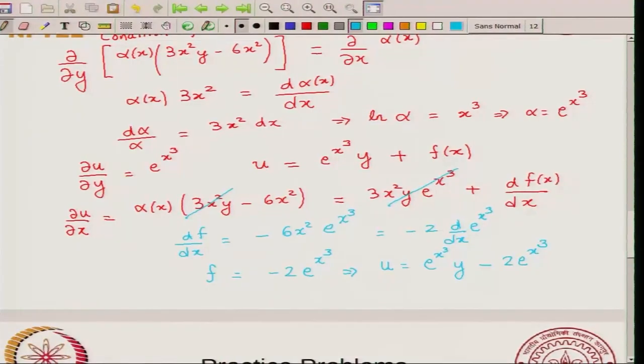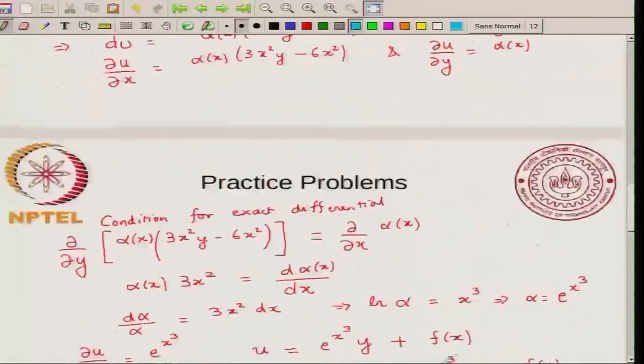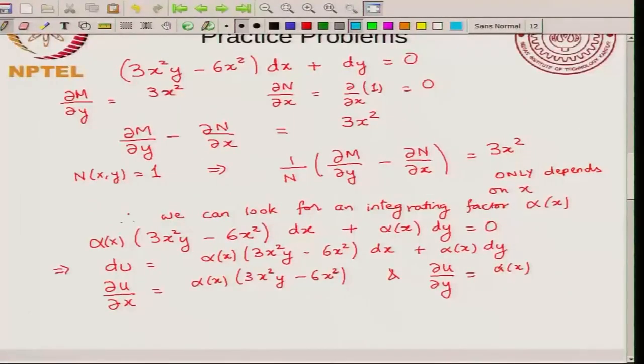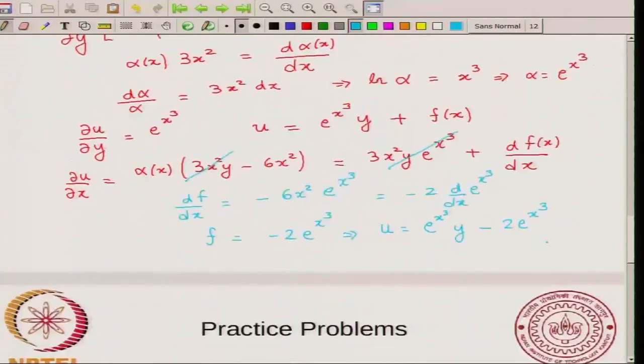Okay, and remember this is an exact differential, so du is this, so the differential equation is du equal to 0, so du equal to 0 is the differential equation. So the solution is u is a constant. Okay, the solution is u is an arbitrary constant.